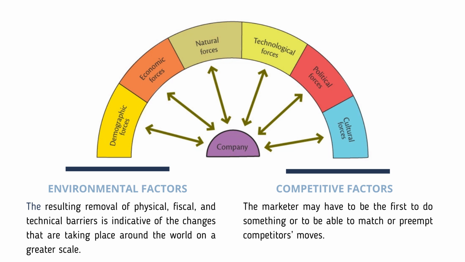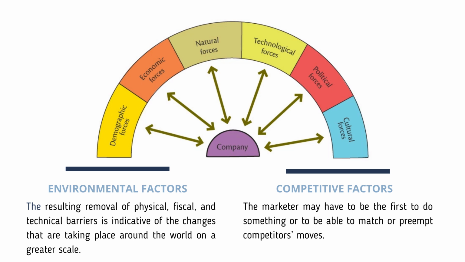Talking about competitive factors, we need to know that many industries are already dominated by global competitors that are trying to take advantage of the three sets of factors mentioned earlier. To remain competitive, the marketer may have to be the first to do something or to be able to match or preempt competitors' moves. Products are now introduced, upgraded, and distributed at rates unimaginable a decade ago. Without a global network, a marketer may run the risk of seeing carefully researched ideas picked up by other global players.